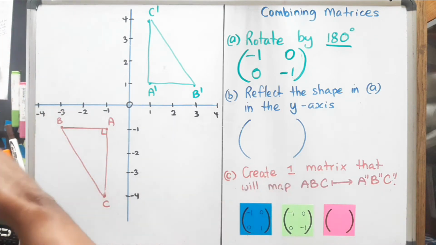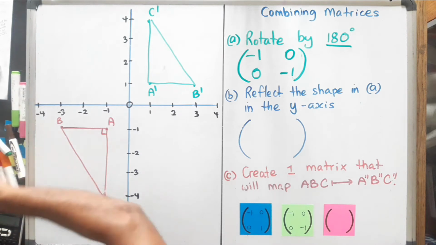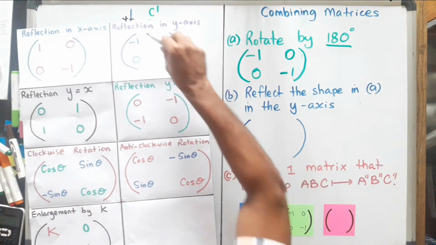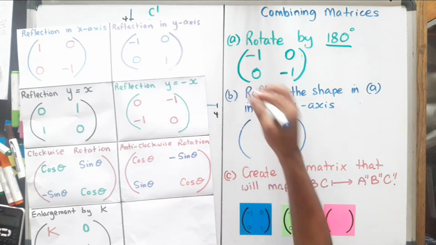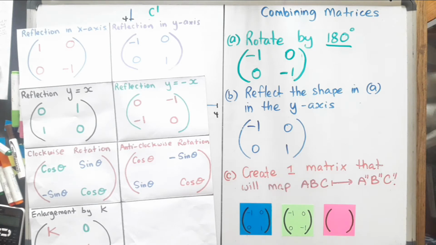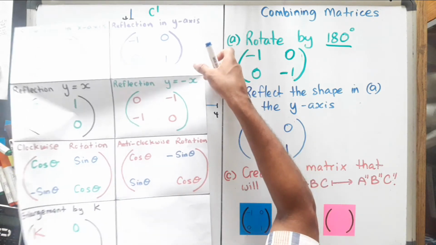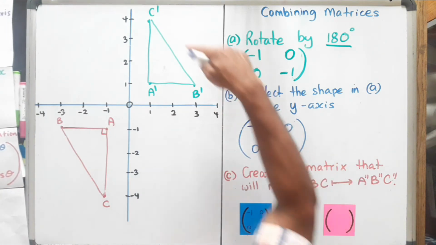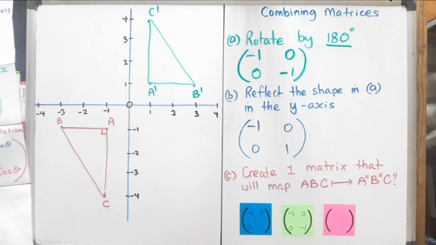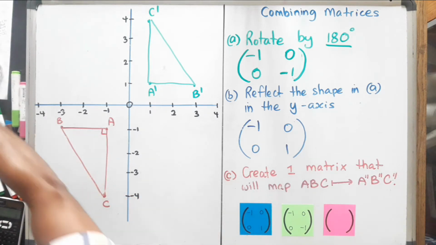What's the matrix for a reflection in the y-axis? We pull out my formula sheet here. Reflection in the y-axis, that's this guy here, minus 1, 0, 0, 1. And we have to take this blue matrix now and multiply all the new points, all the green points, by the matrix. So I set it up beforehand again.